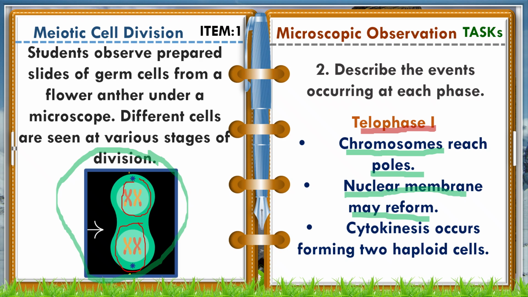And then lastly, cytokinesis occurs, forming two haploid cells. So what we are referring to as cytokinesis is whereby the cell now is going to divide into two in the middle. That part here, that is what we are referring to as cytokinesis. The cell is going to divide into two, and we shall form two haploid cells.